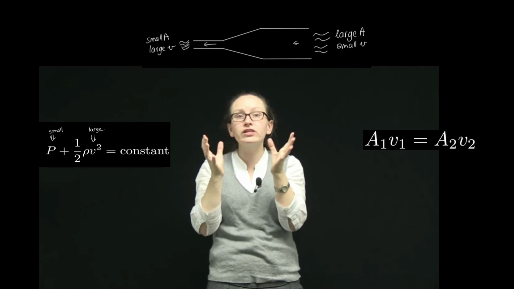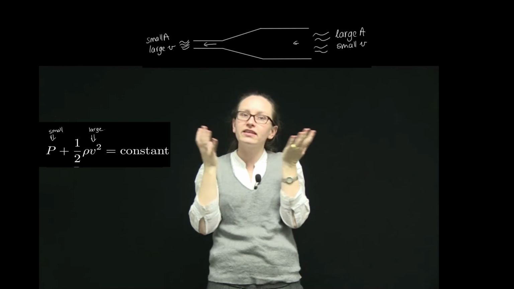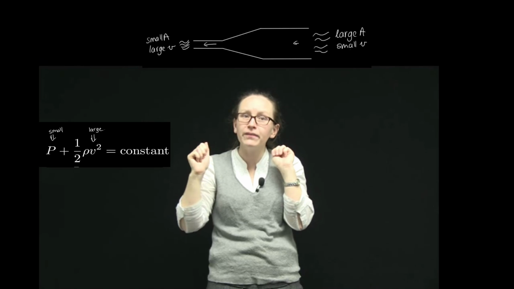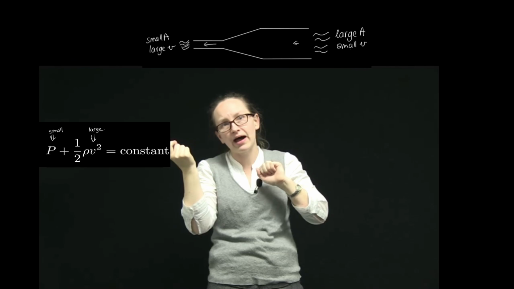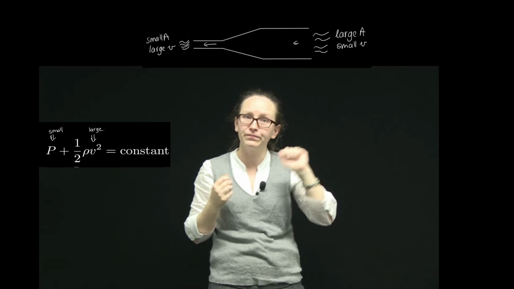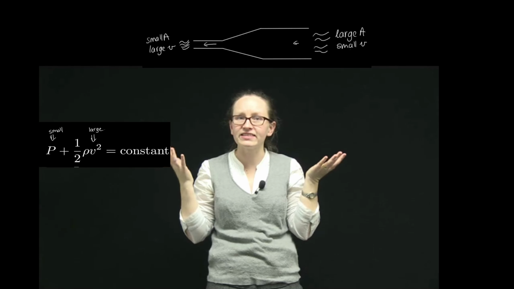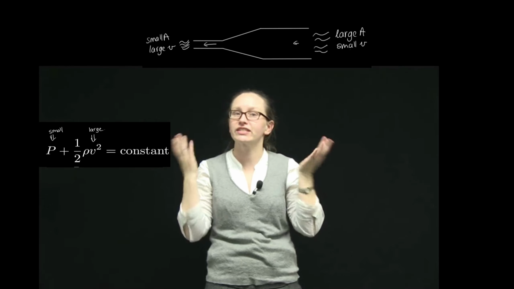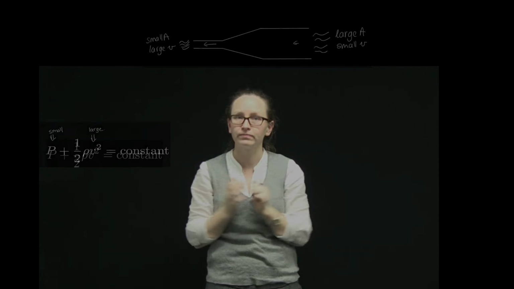And now what Bernoulli's equation tells us is that therefore the pressure in the narrow part of the pipe must be lower than in the wide part of the pipe. Let's have a look at a demonstration now to see if this really works.